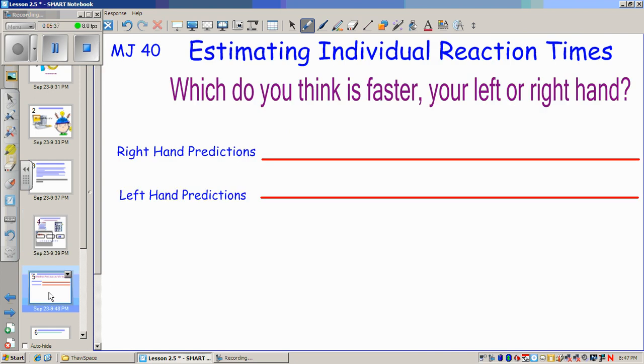So it says estimating individual reaction times. This is in your journal, but we will again talk about this. I want you to make a prediction in your notebook. It says, which do you think is faster, your left hand or your right hand? So if you're dominant in one hand, do you think that hand is going to be quicker, or do you think the other hand will be quicker?